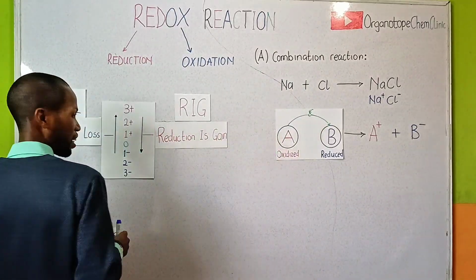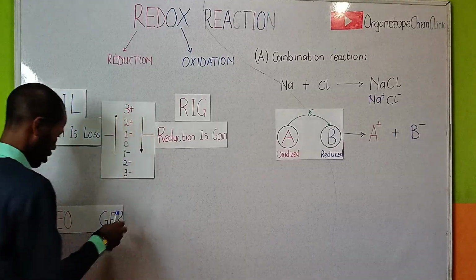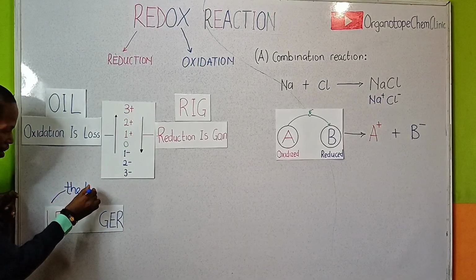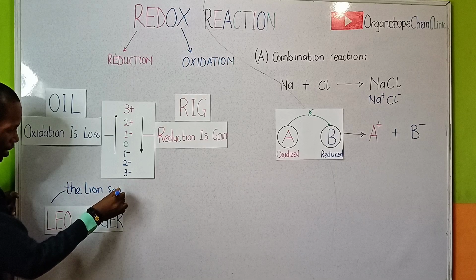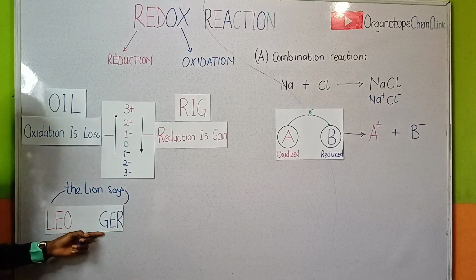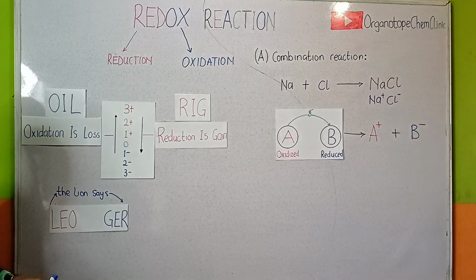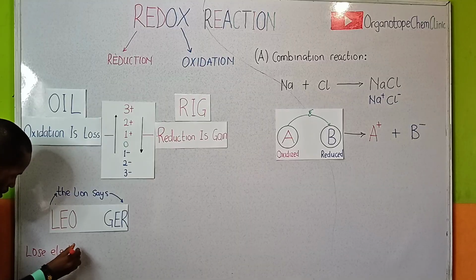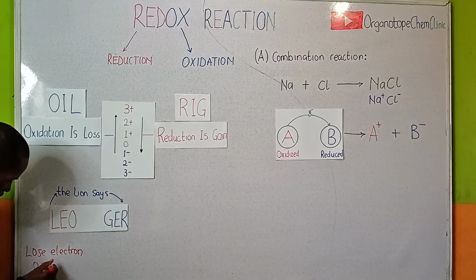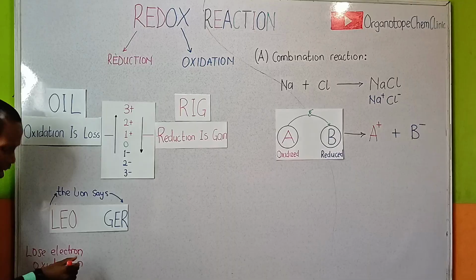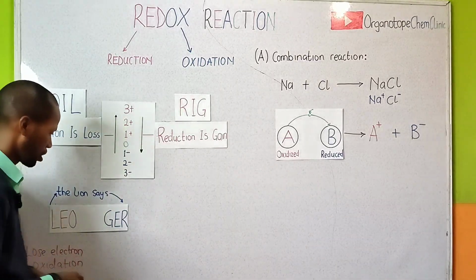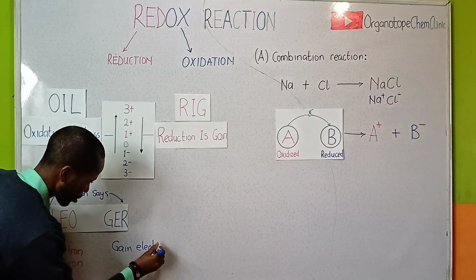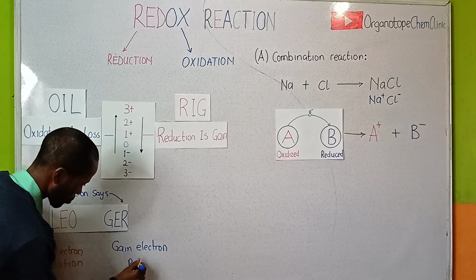LEO the lion says GER. Okay, what does LEO represent? Lose electron, oxidation. And what does GER represent? Gain electron, reduction.